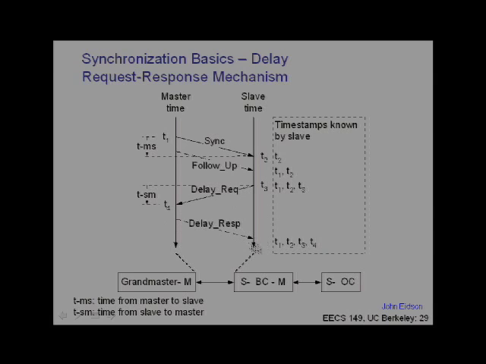Okay, remember, T2 and T3 correspond to values on the slave's timeline, and T1 and T4 correspond to values on the master's timeline. And this time, the skew plus propagation delay from slave to master is TSM. So TMS is the time from master to slave, and TSM is the time from slave to master. So now we can write a bunch of equations that will allow us to solve for the value of the offset and the value of the propagation delay.